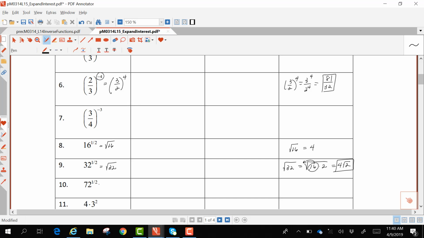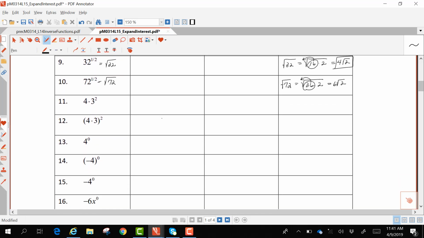10 is similar to this. 72 to the 1/2 power is the square root of 72. To simplify this, recall that 72 is 36 times 2. 36 is a perfect square that will come out of the radical because the square root of 36 is 6, but the 2 must remain under the radical.